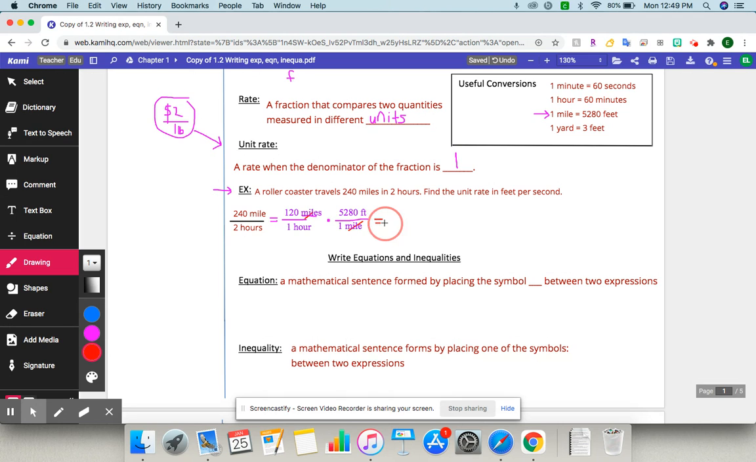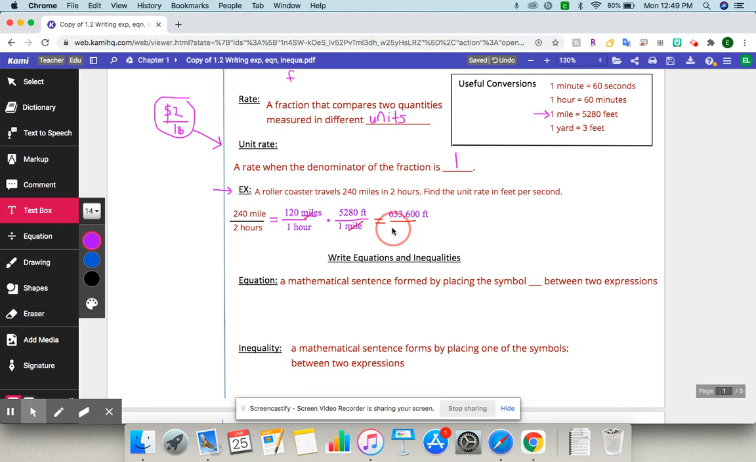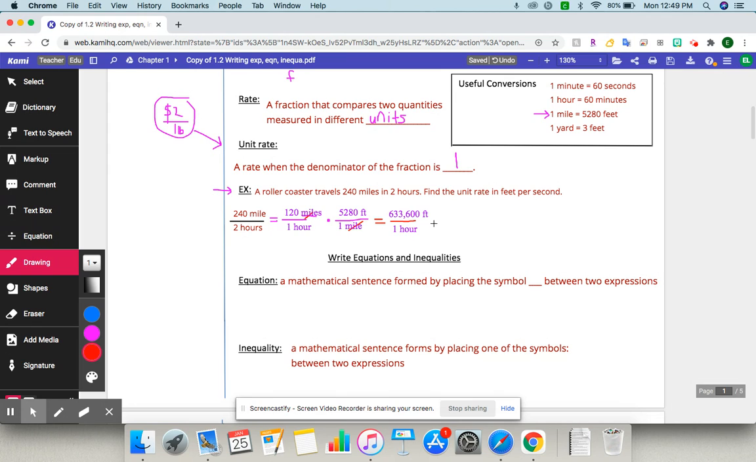So now if I simplify, I have 633,600 feet for every 1 hour. So I've now converted my speed from miles per hour to feet per hour. But I still have to change my number of hours to my number of minutes. So in this case, I know that there are 60 minutes in every 1 hour. So I need to take this quantity and multiply it by 60 minutes.